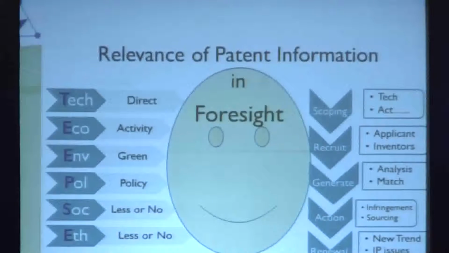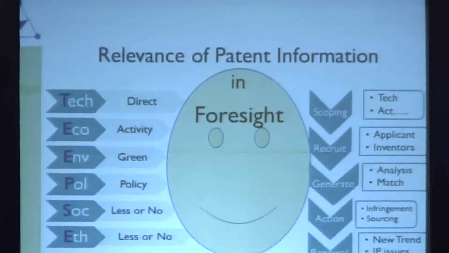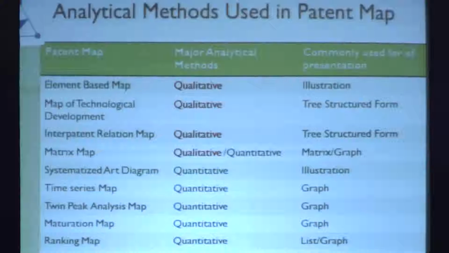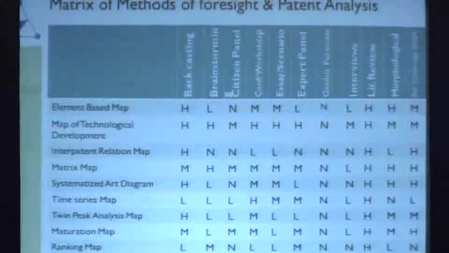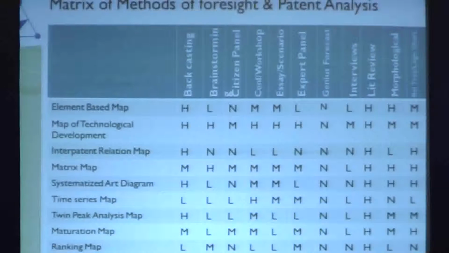Foresight and forecasting is not a one-time exercise. It has to be renewed from time to time, and we go through this complete cycle again to build different scenarios and foresight for the future using patent information. There is some patent analysis taken from Shinichiro's paper, but how can we use this and map it along with different forecasting methods? You can assume a future and do backcasting. You do brainstorming, citizen panels, conferences and workshops, essay scenarios, building scenarios, expert panels, and so on. Each of these patent analyses can be used in these methods.